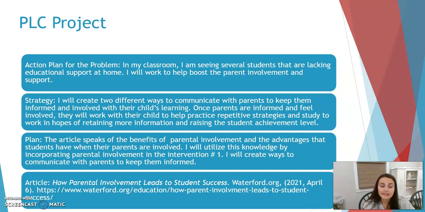So the plan. There's an article that I read, and it was called How Parental Involvement Leads to Student Success. And the plan says the article speaks of the benefits of parental involvement and the advantages that students have when their parents are involved. I will utilize this knowledge by incorporating parental involvement with intervention number 1. I will create ways to communicate with the parents to keep them informed.